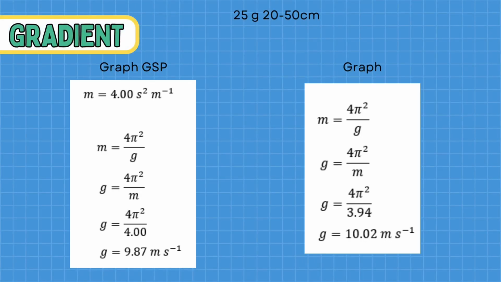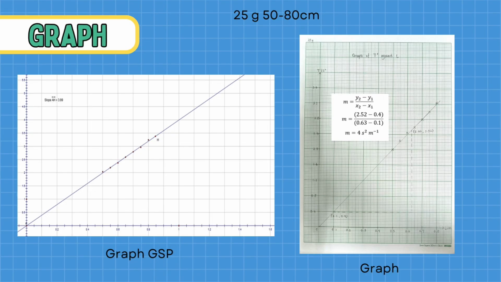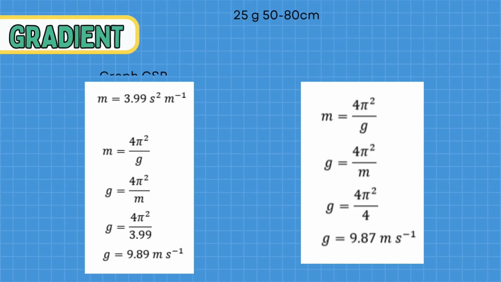From the graph, the gradient is approximately 4 seconds squared per meter. Using the equation g equals 4 times pi squared divided by gradient, we substitute the gradient into the formula and obtain a value of approximately 9.87 meters per second squared. This value is very close to the accepted value of 9.81 meters per second squared, showing that our experimental result is accurate. Next, we calculate the gradients from both the GSP graph and the manual graph.